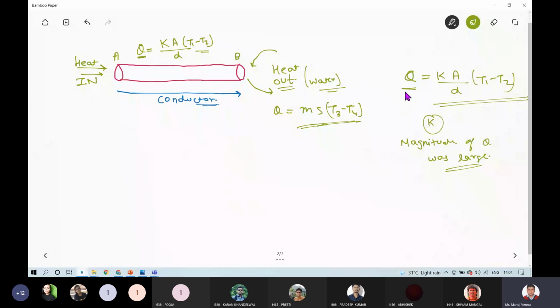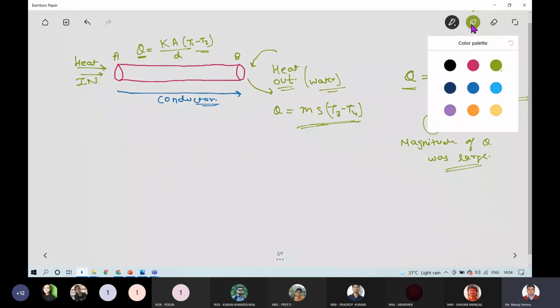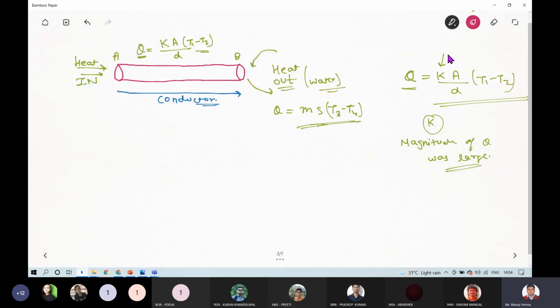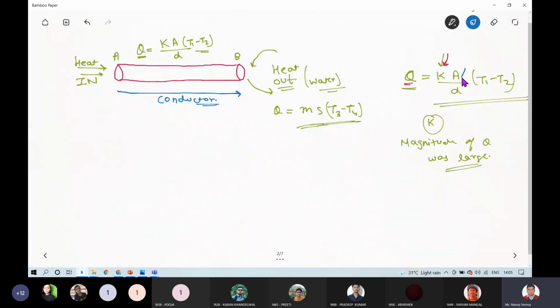Basically what we have to do is, if our K is decreasing in case of a bad conductor, then we have to increase some other parameters so that our Q can be substantial in a manner so that it can be practically measured. So if K is going to a low value, then A should increase, right? Then the value of A should increase.